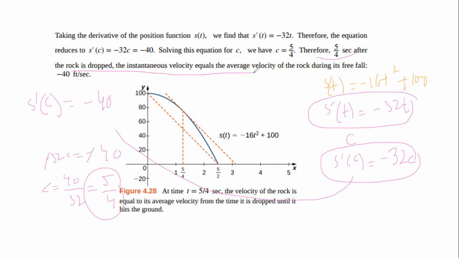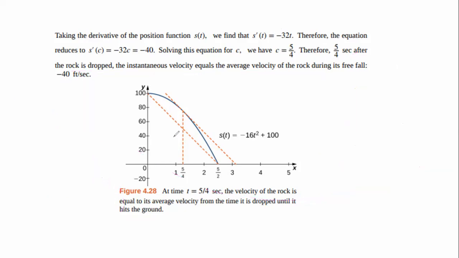तो यहाँ पे हमने क्या फाइंड किया है, वो टाइम जब मेरी इंस्टेंटेनियस वैल्यू, वो वैल्यू जो मेरी वेलोसिटी की है, जो एक स्मॉल टाइम के लिए है, it must be equal to the average value of the rock. So that is, for this the time equals 5/4 seconds, and the velocity equals minus 40 feet per second, which I find using mean value theorem.